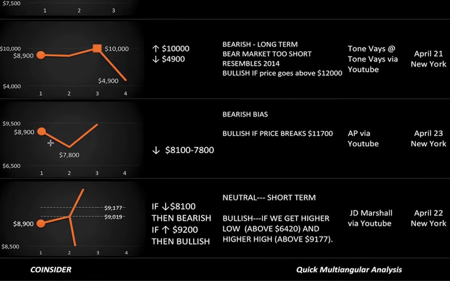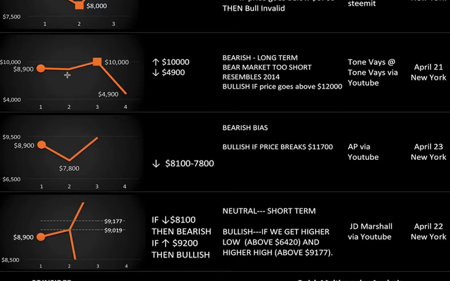We have Tony Vase. Tony Vase sees us going up to 10,000, bouncing off this 10,000, but he's still overall bearish. He's comparing Bitcoin to 2014, where the pullback was much longer than 4 months, and he sees us similar to 2014, still going down to 4,900.